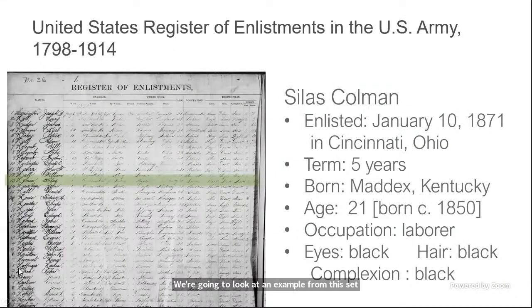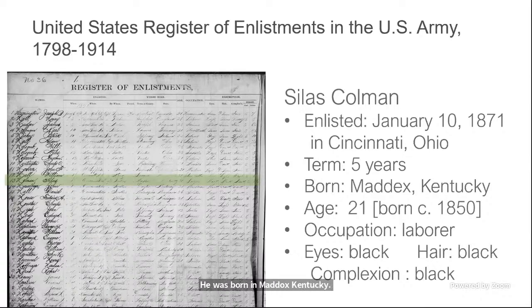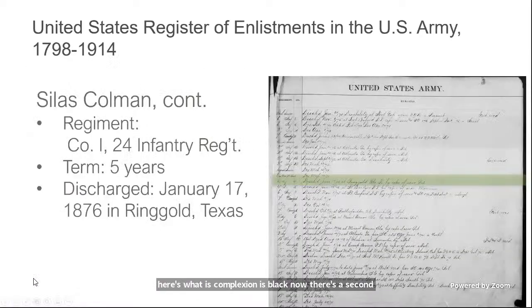This is an example page, a register of enlistments. The line I've highlighted is Silas Coleman, and he enlisted January 10th, 1871 in Cincinnati, Ohio for the term of 5 years. He was born in Maddox, Kentucky, and his age is 21, so we can calculate that he was born about 1850. He is a laborer, and his eyes are black, his hair is black, his complexion is black. Now there's a second side to this big open book. So let's look at that for his additional information.